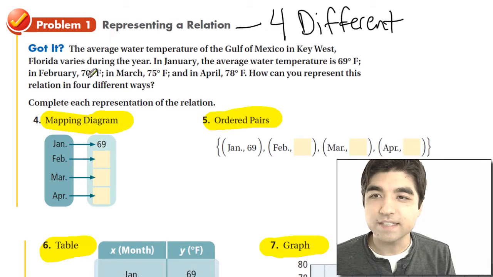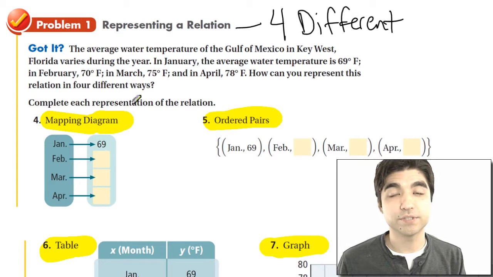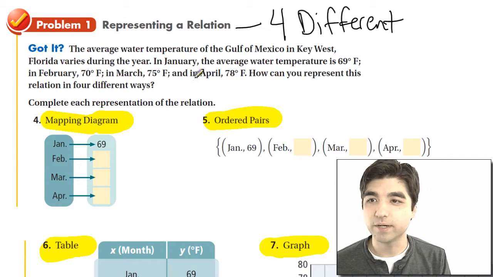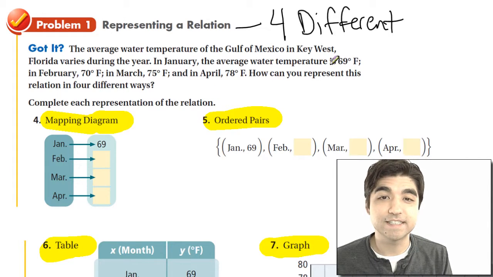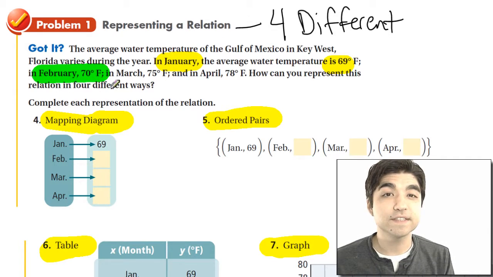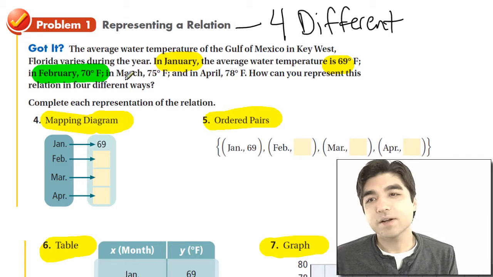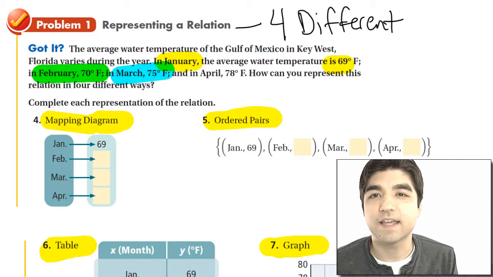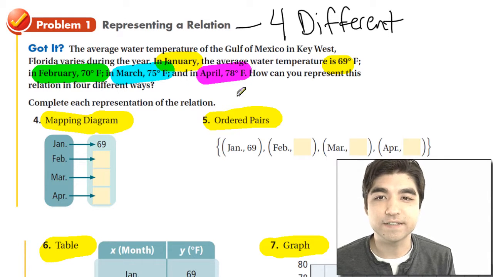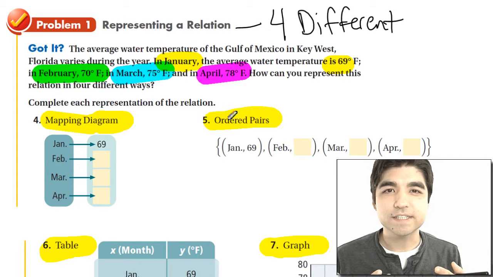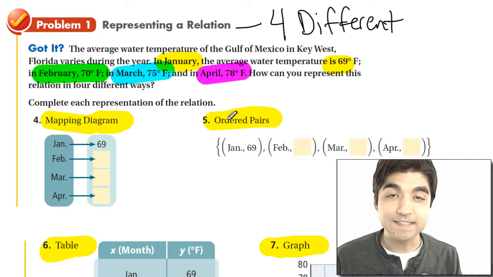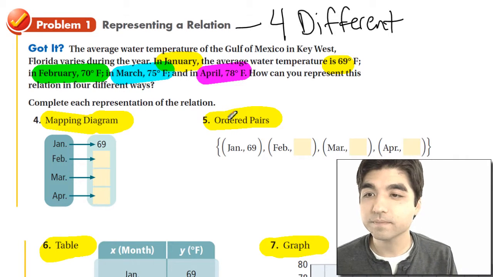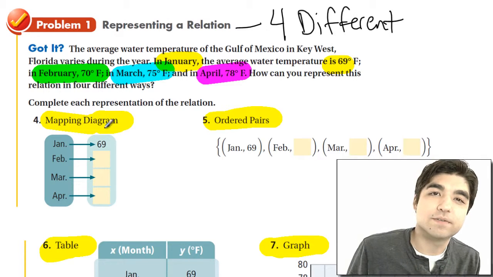Now they got a situation here where they say the average water temperature of the Gulf of Mexico in Key West, Florida varies during the year. In January, the average water temperature is 69 degrees Fahrenheit, so that's January. Then it says in February, it's 70 degrees Fahrenheit. Then in March, it is 75 degrees Fahrenheit. And finally, in April, it's 78 degrees Fahrenheit. So this is an important skill, reading the information and then isolating certain pieces of information so that you can use it. So what they want us to do is put it into a mapping diagram.